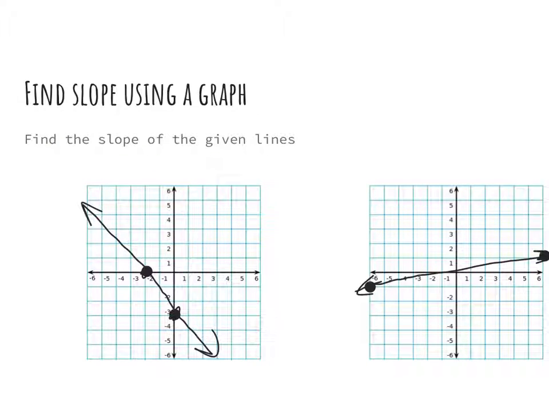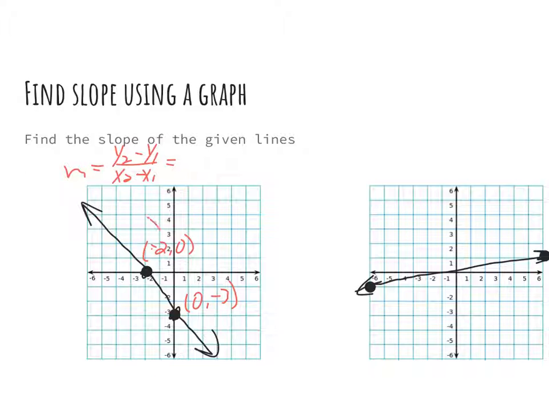We can still find the slope when we're given a graph, because on the graph we can always find 2 points to use. So for this graph on the left, you'll notice that I've got a point here at negative 2, 0, and a point here at 0, negative 3, and I can use that to find my slope. So again, y2 minus y1, x2 minus x1.